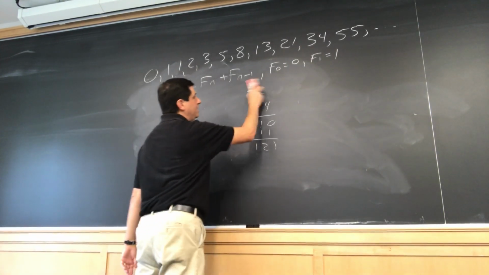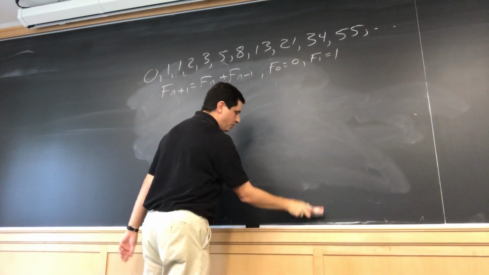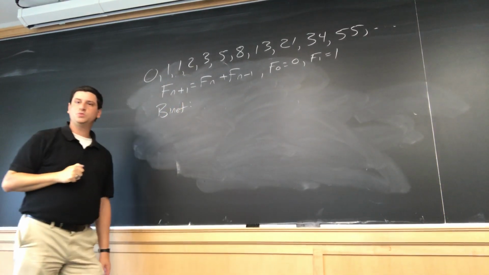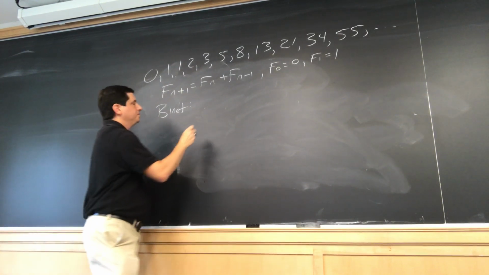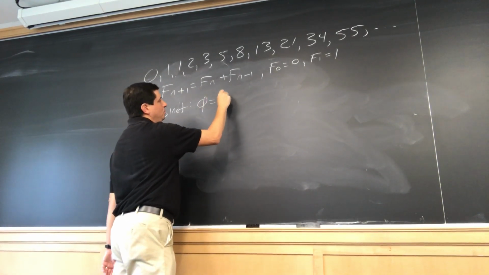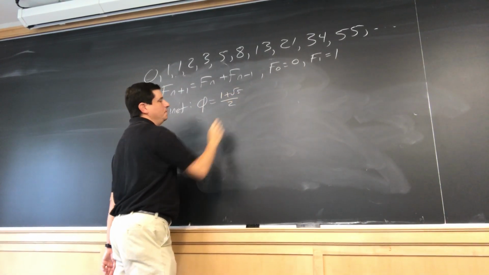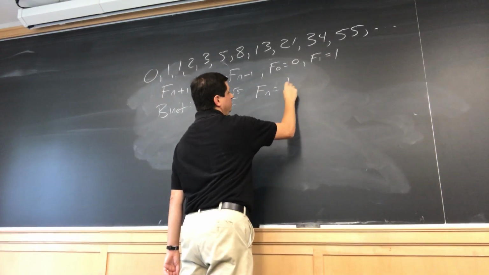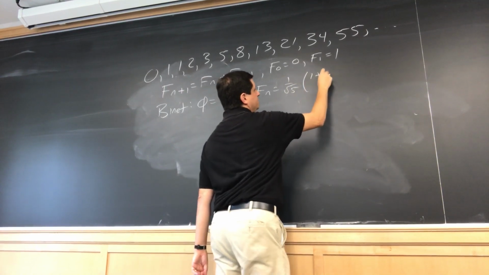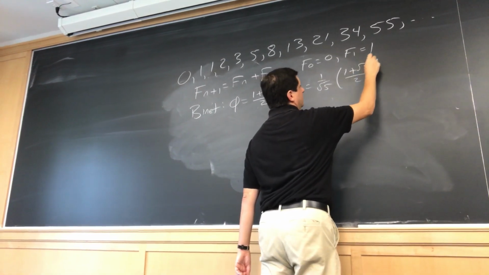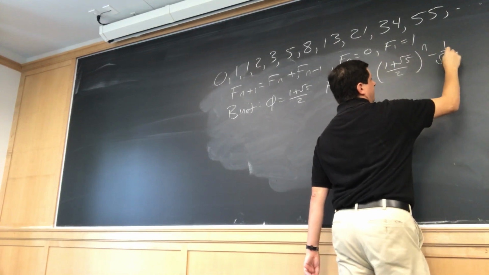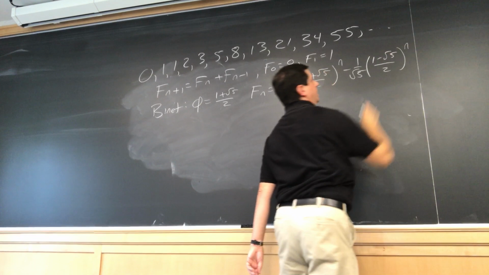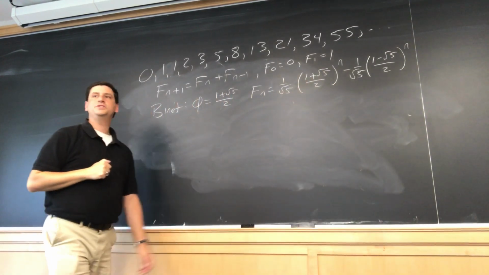Now, it turns out for the Fibonacci numbers, we have an exact closed-form solution. This is Binet's formula, and we will see how to prove this many ways. One of the ways will be with matrices. Let phi be (1 plus root 5) over 2. Then the nth Fibonacci number is 1 over root 5 times ((1 plus root 5) over 2) to the n, minus 1 over root 5 times ((1 minus root 5) over 2) to the n. This is one of my favorite formulas in mathematics.